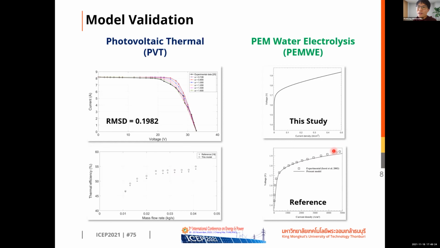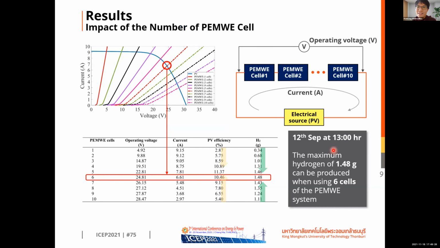After we confirm that this model is validated, we run experiments with our model by varying the number of PEM water electrolysis cells and seeing how many cells can produce the highest hydrogen. That means the optimal point. It is shown here that in this configuration, 6 cells of the PEM water electrolysis can produce the highest hydrogen. It is an interesting point that it is not the same point where the PV has the highest efficiency. This is important because we are going to use this to introduce our novel controller afterward.